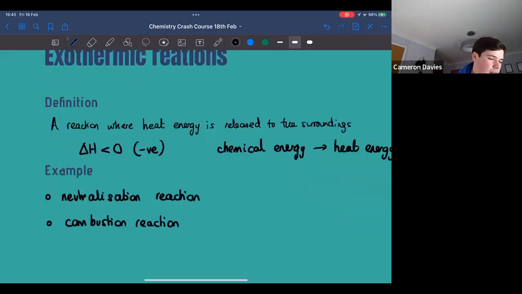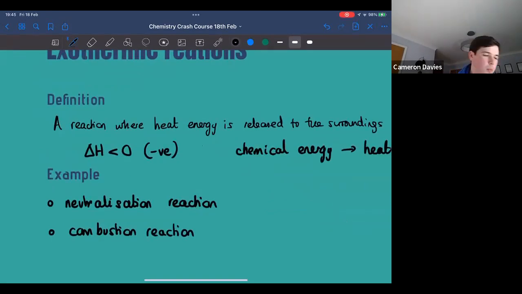So with the delta H, which I've drawn here, again, might be something you're not familiar with. We'll look at it again in a second, but it basically means the change in enthalpy. So H is enthalpy, and delta always means change.